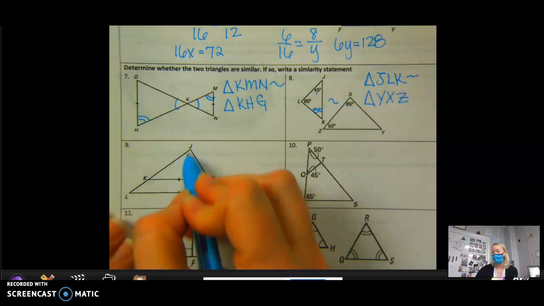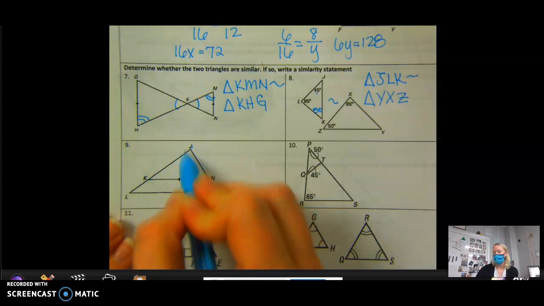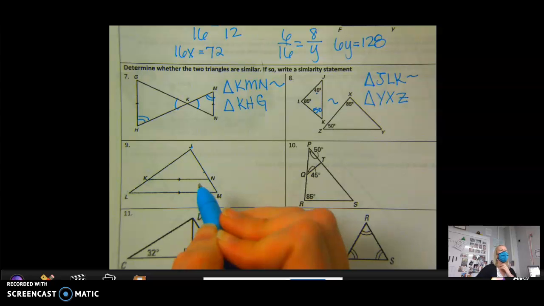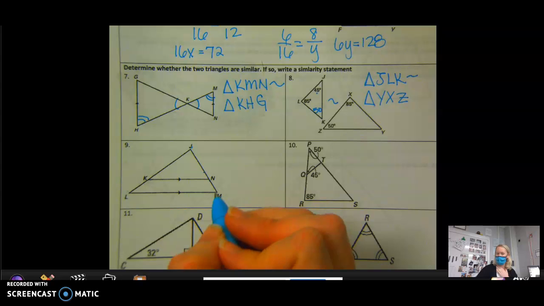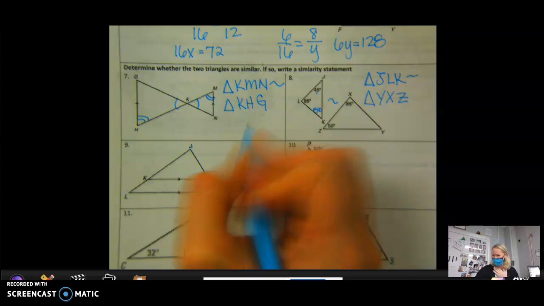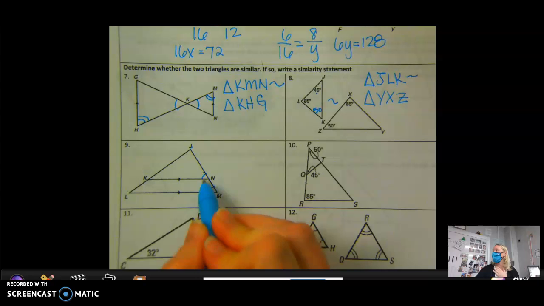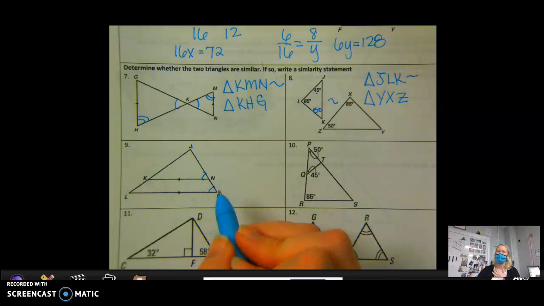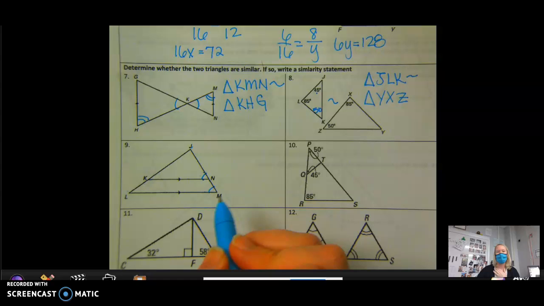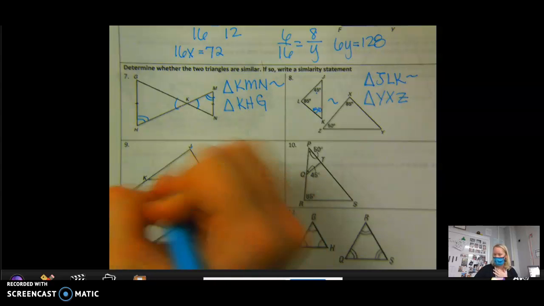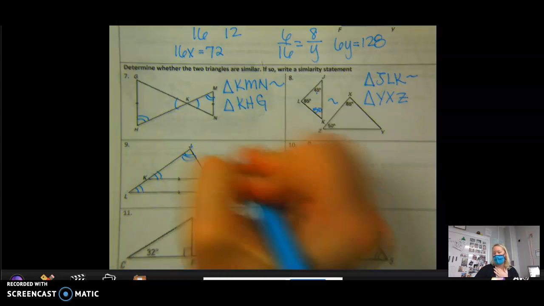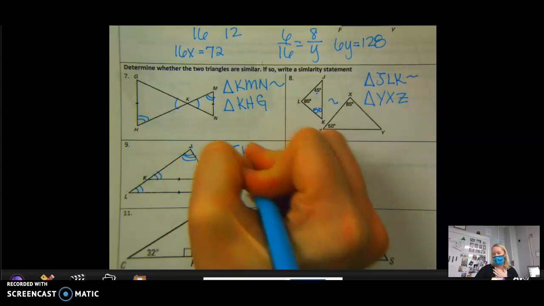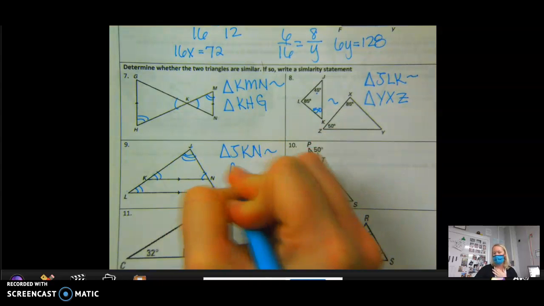Number 9, we have two triangles. We have this smaller triangle, and then we have the larger triangles. Do I have any angles that are congruent here? What are my angles that are congruent? Why is this congruent to this one? By what property? Corresponding angles. What else do I have? Yep, by what again? And then isn't J congruent to itself by reflexive? Okay. So then I have triangle JKN is similar to triangle what?